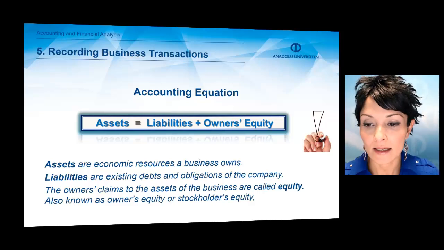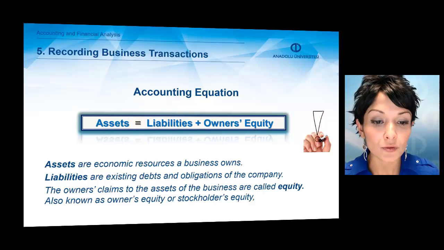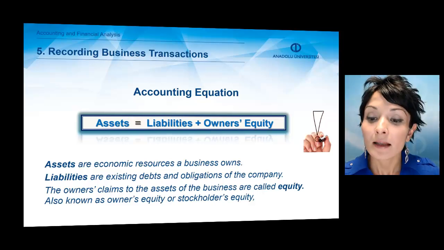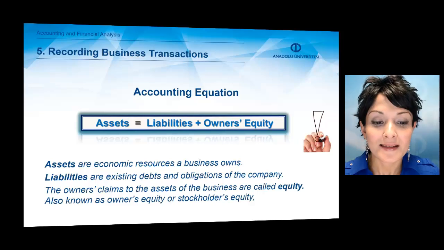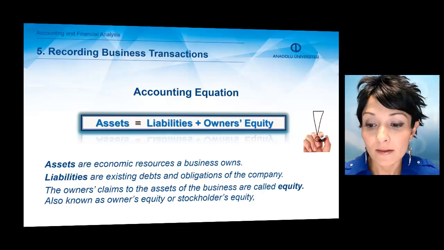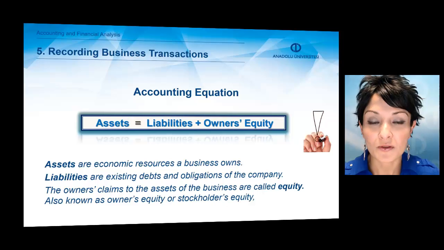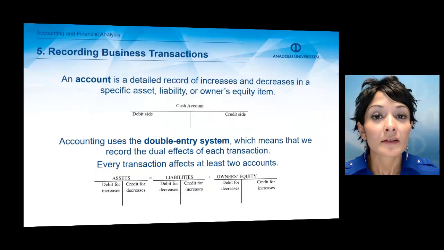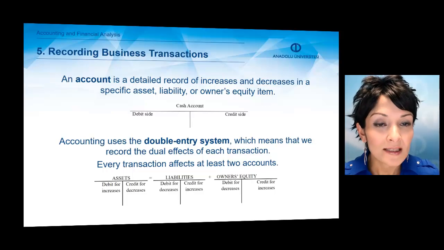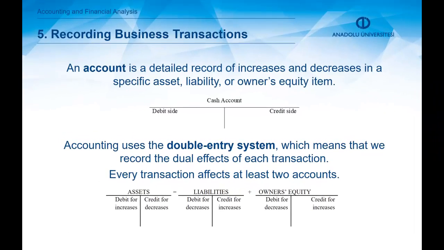We can define assets like this. Assets are economic resources a business owns. Liabilities are existing debts and obligations of the company. The owner's claims to the assets of the business are called equity, also known as owner's equity or stockholder's equity. Then you will find the term account. An account is a detailed record of increases and decreases in a specific asset, liability, or owner's equity item.